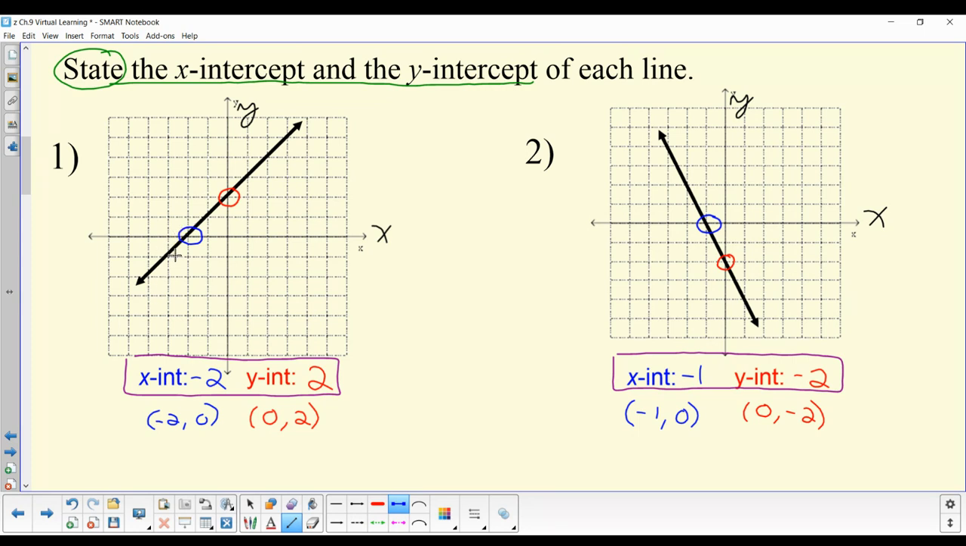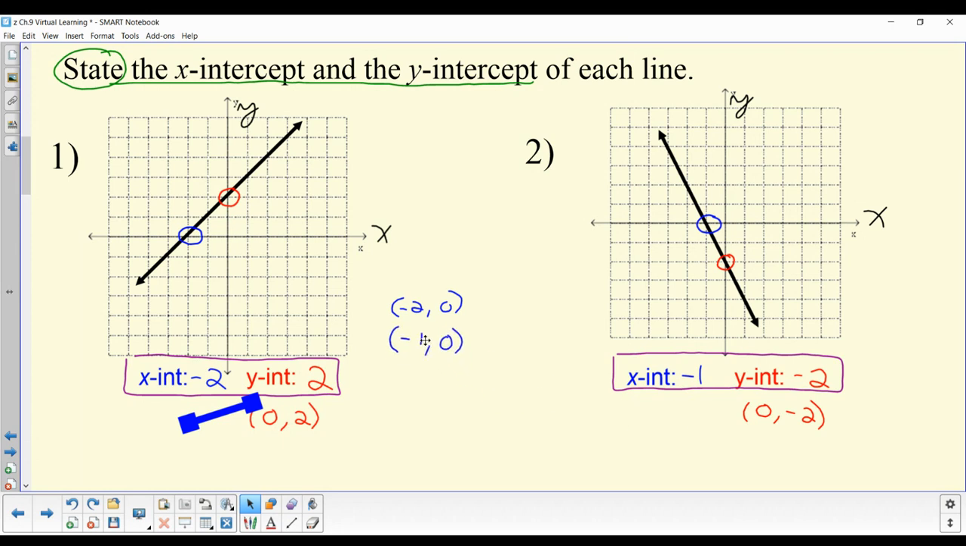When you look at the x-intercept, we want to look for things they have in common. This x-intercept, if we say where is it, is at -2, 0. And for problem number 2, if you look for the x-intercept and ask where is it, it's at -1, 0. So what they have in common is that their y value is 0.